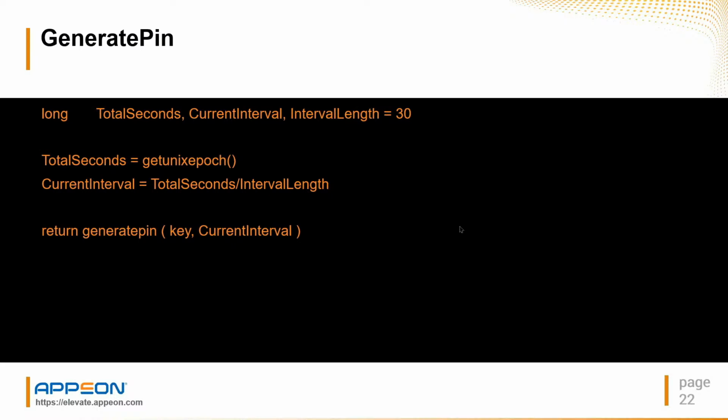They start getting PIN values. They enter the PIN value in the application. Now I need to generate that. I need to see what the current PIN value should be. So the way I do that is I get the current Unix epoch, and I've created a function that does that for me. And I divide that by 30, which is the interval that Google Authenticator uses. That gives me a current interval. And then I have a function I've created which generates the PIN value based on the key value and the current interval.